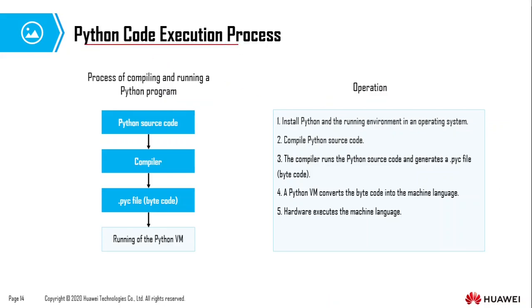So the Python code execution process, as we said, you begin with the source code. Source code is what you've written in the high-level language. It goes through the interpreter, we form the bytecode, and finally it's executed on the Python virtual machine. So the Python VM converts the bytecode into machine language. Then the hardware executes the machine language. Normally, the Python bytecode will have the extension .pyc.